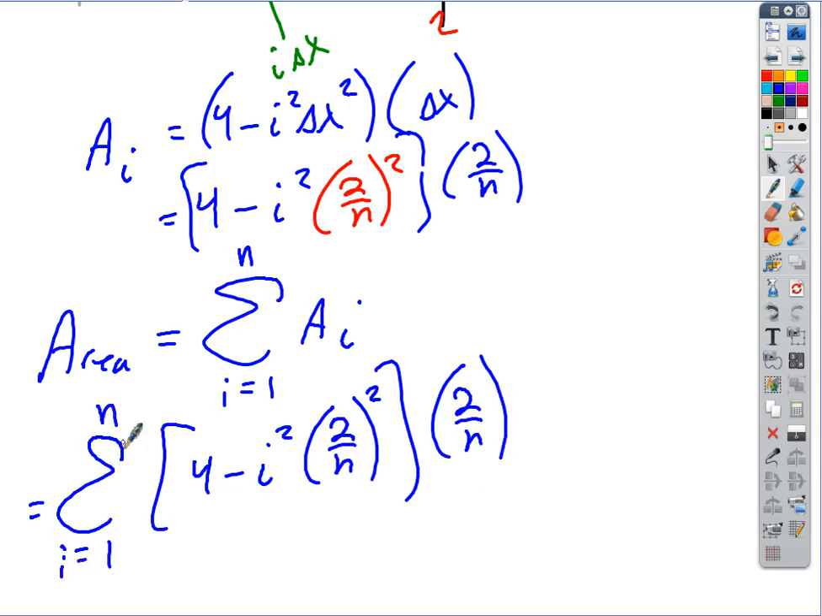Now we can do this really quickly on our calculators. We can sum this up very easily and quickly if we know what the value of n is. Let's set a value of n. 100. Okay, we can do 100. That's fine.